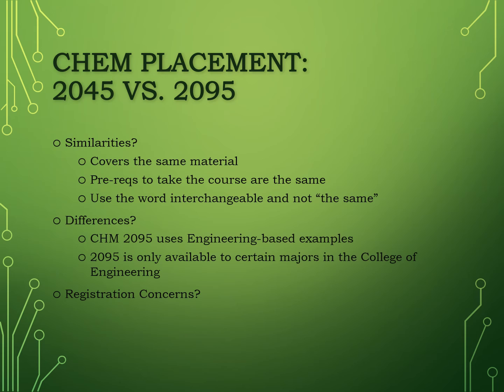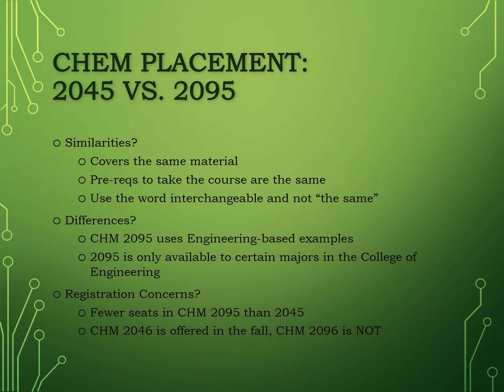The big differences between the classes, because there are some, is that Chem 2095 uses engineering-based examples when going through the content. And keep in mind that Chem 2095 is only available to certain majors in the College of Engineering. Not every student is going to be able to take Chem 2095. They do not have the seats available for that. They hold it for students that are specifically going to need Chem 2096 in the spring, and that way they can make sure that the enrollment is there moving from one class to the next.